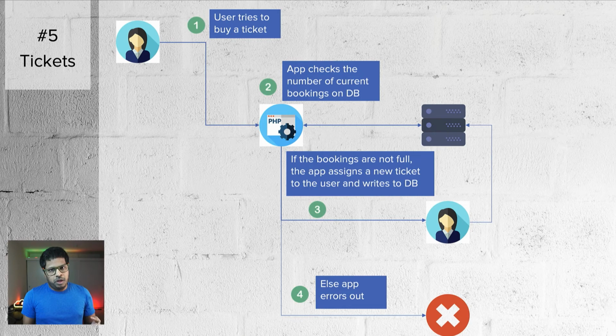If the booking is not done yet, the application will create a new entry. It will create a new ticket, and it will assign it to that user. It will make the corresponding change in the database. If a booking is already found, the app will error out.